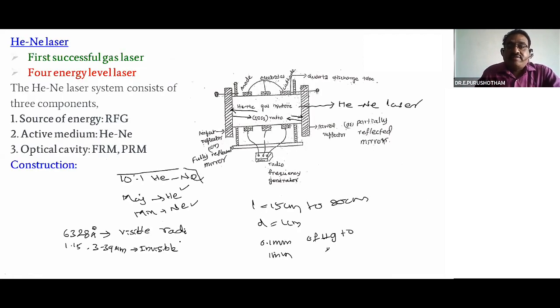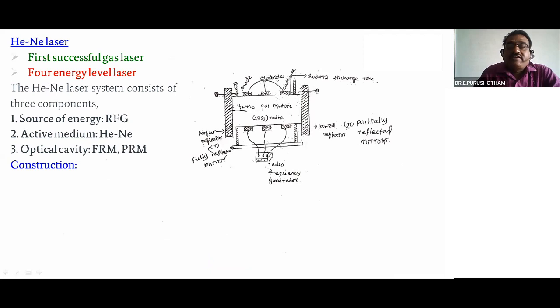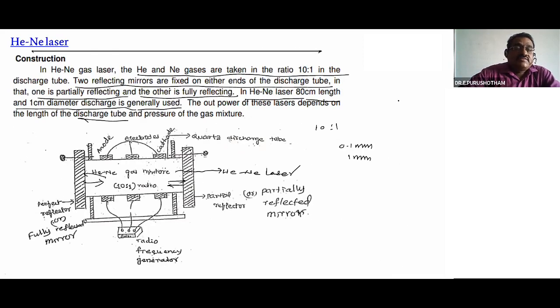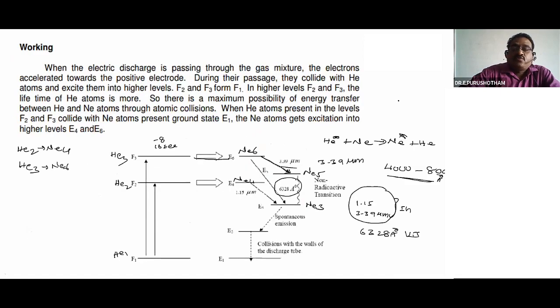But the 6,328 angstroms red colored radiation is incident on the fully reflected mirror and reflected. It is incident on the partially reflected mirror, reflected, and incident on the fully reflected mirror again. After several incidents and reflections, the 6,328 radiation gets sufficient energy and comes out as a laser. That laser is called the helium neon laser. This is the construction, and this is the working.